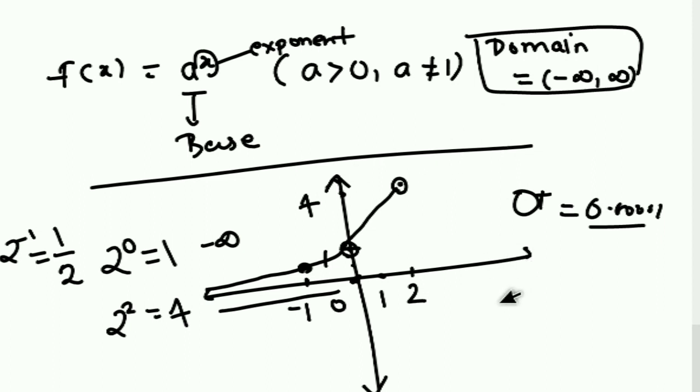I am saying that when your x tends to infinity, your y value, meaning your function value, will also go towards infinity, meaning this f(x) value will also tend to infinity.